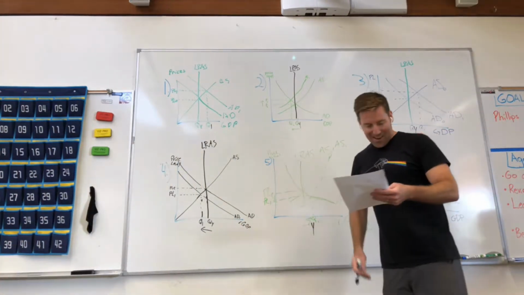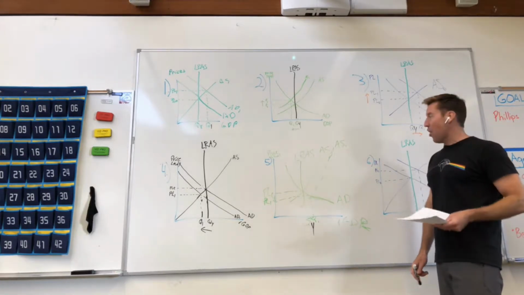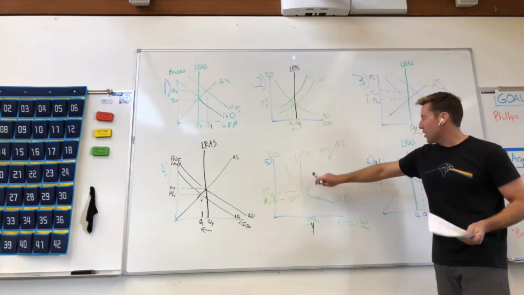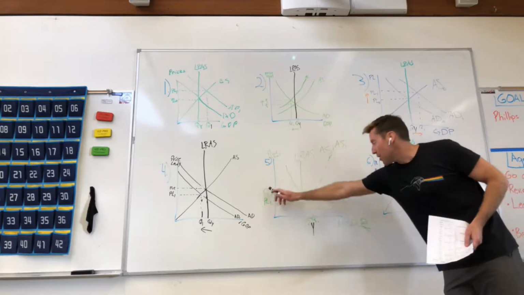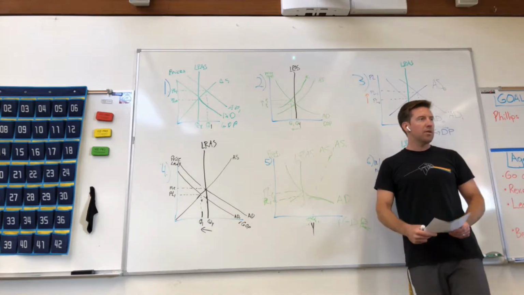Number 5, we had the complete disintegration of OPEC causing oil prices to fall. So oil prices fell. That's a resource. So aggregate supply will shift to the right. Price level dropped. Quantity increased. That's perfect. Who was on that one?